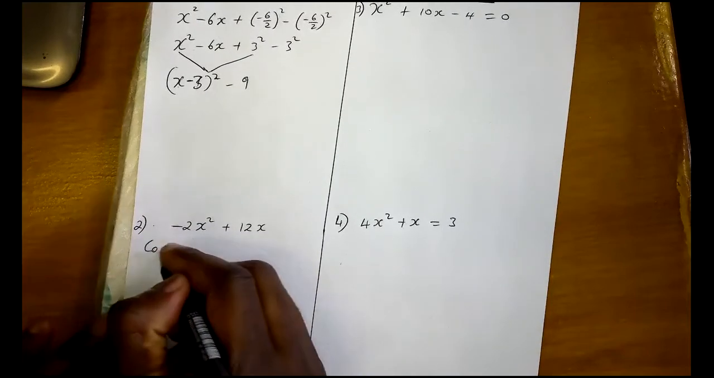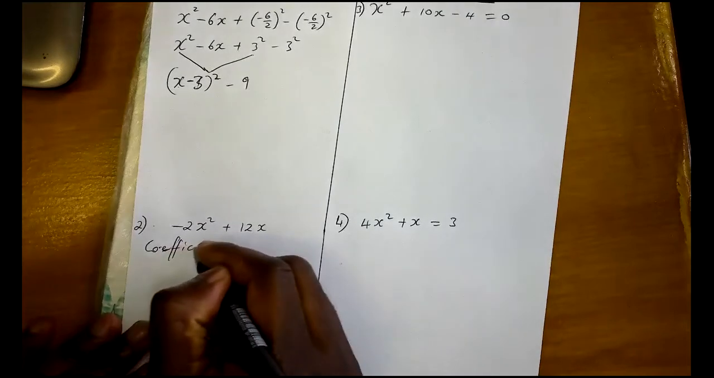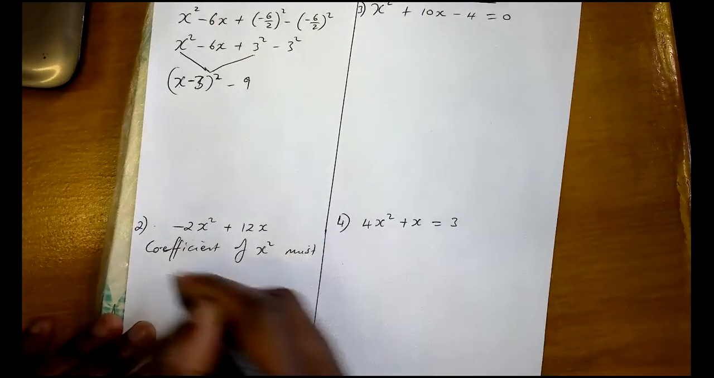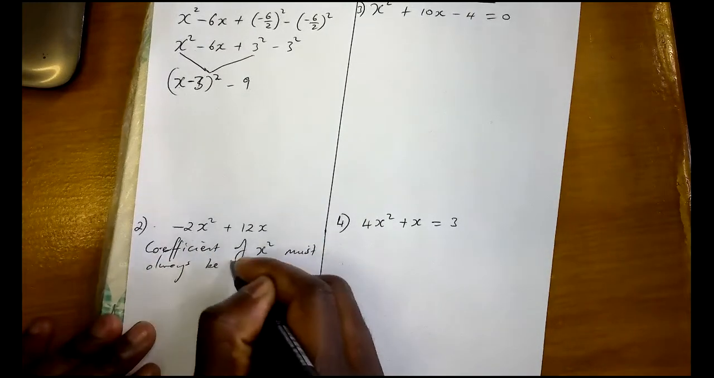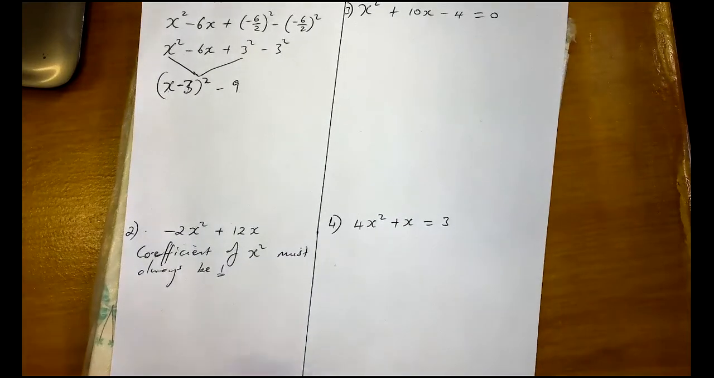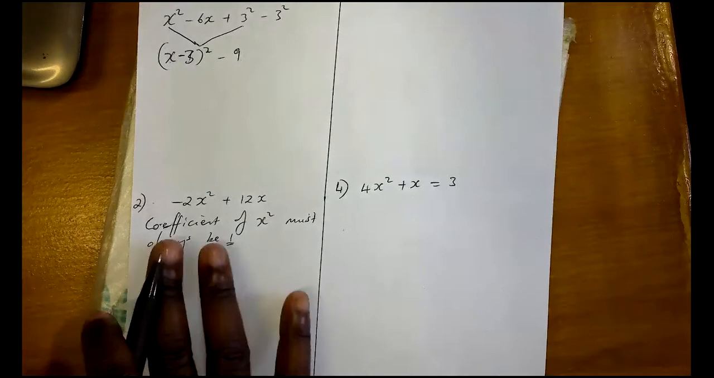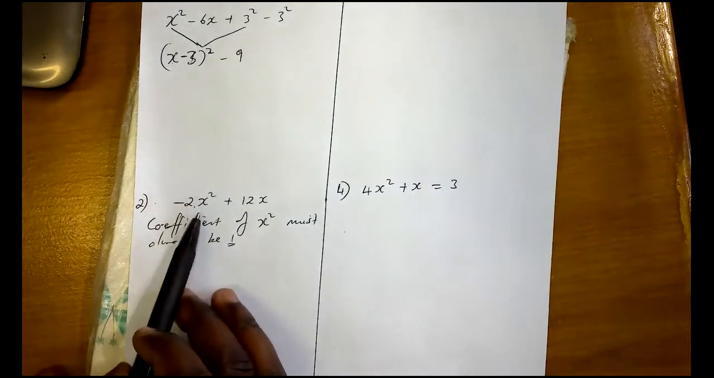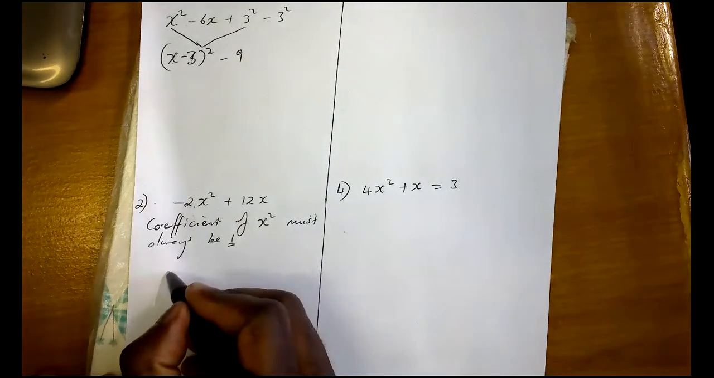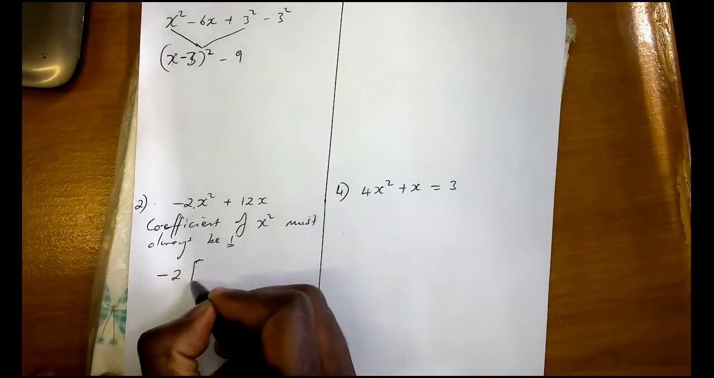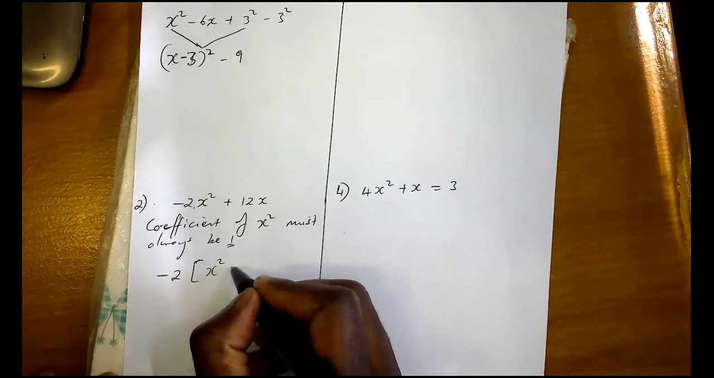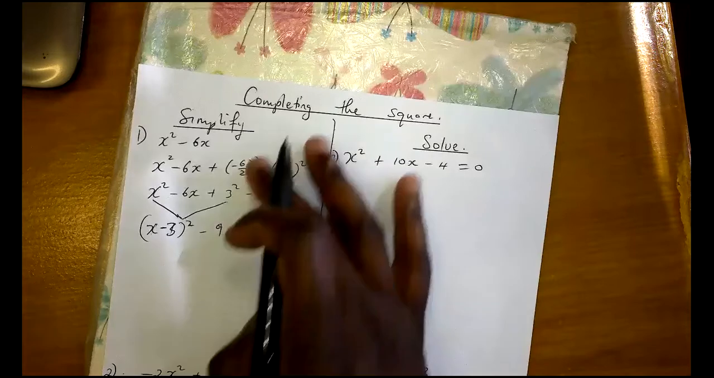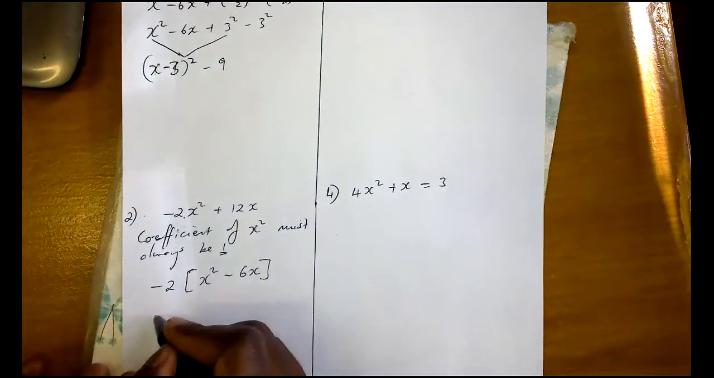Then here now, remember now, coefficient of x squared must always be 1. So remember that coefficient of x squared must be 1 always. So you need to remove the negative, whatever you have here as a coefficient of x squared, make sure that you remove it. Now, how would you remove this one? You factor out negative 2 outside, then you're left with x squared minus 6x. You see? Now, this is more like what we got here.